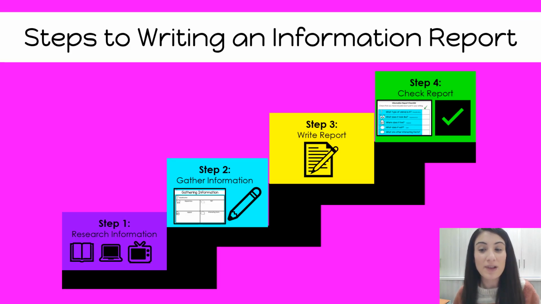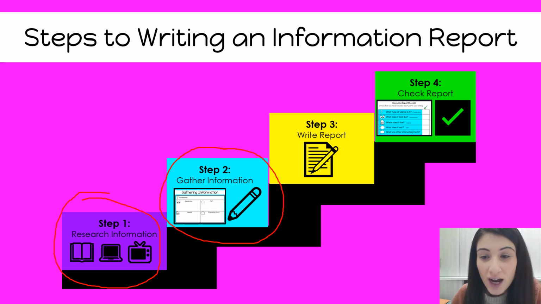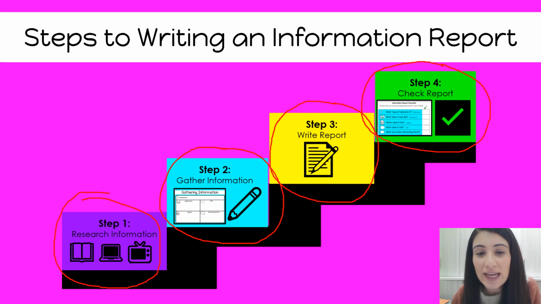So if you remember from last lesson, I went over the 4 very important steps to writing an information report. So we had step 1, which was to research information, finding our information. And then we had step 2, which was to gather our information and put it all into our gathering information chart. So that's our most important information that we would like to include in our report. Step 3 was to actually write the report. And then step 4 was to use our checklist to check the report and make sure we've got everything we need.